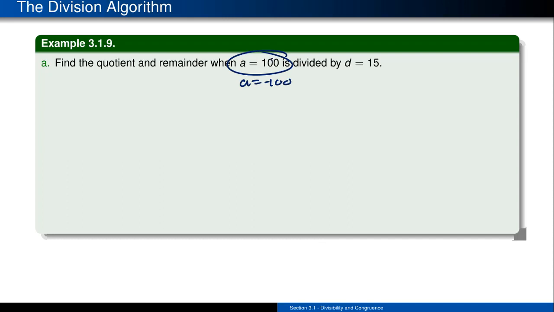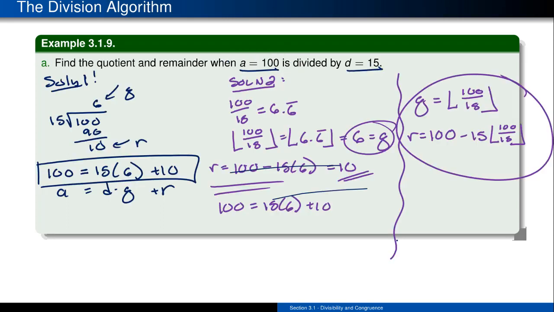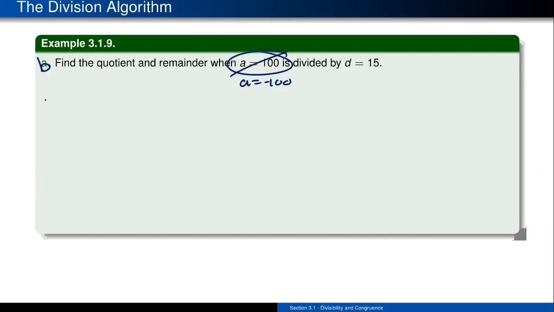So in this case, if I switch from A being 100 to A being negative 100, let's say this is example B, that same approach that we just got done looking at is going to carry through. I can find my q really easily. My q is going to be the floor of negative 100 over 15, which is where you're going to start to see something really interesting occur.